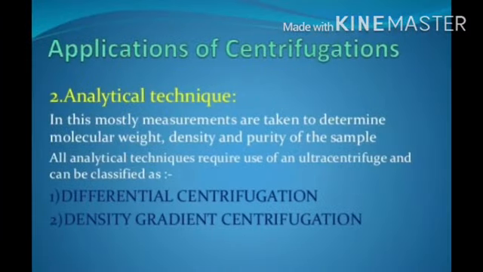Second, the analytical technique. In this, mostly measurements are taken to determine molecular weight, density, and purity of the sample. All analytical techniques require the use of an ultracentrifuge and can be classified as differential centrifugation and density gradient centrifugation. Basically, this centrifugation method is used to test blood.